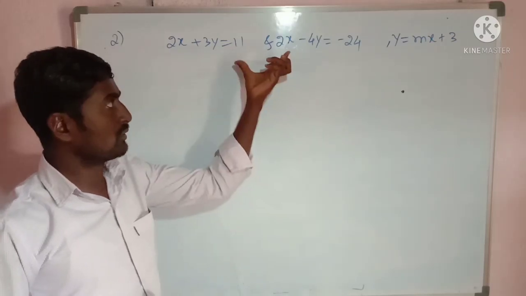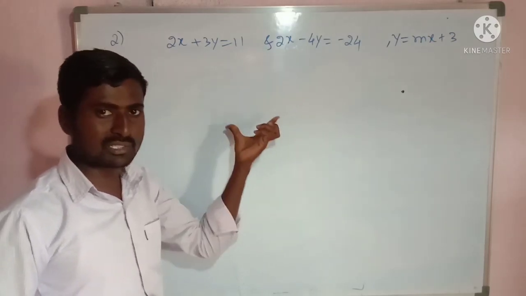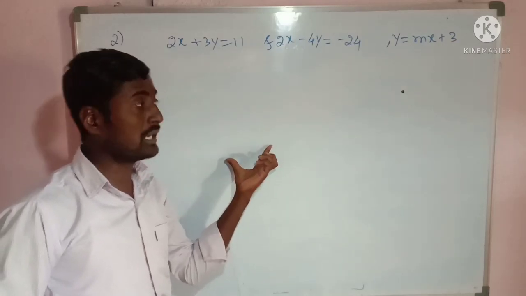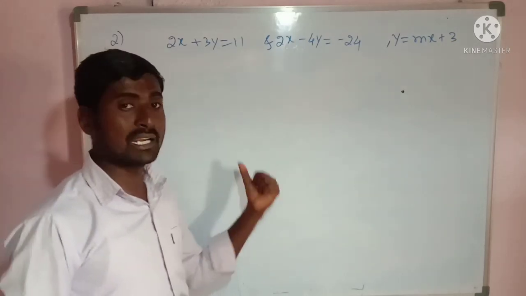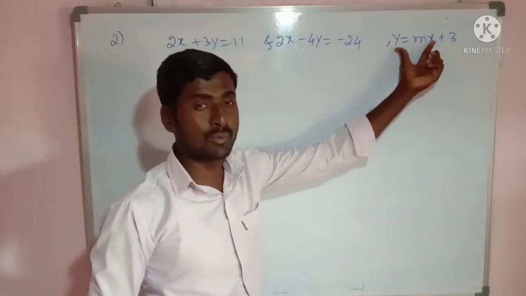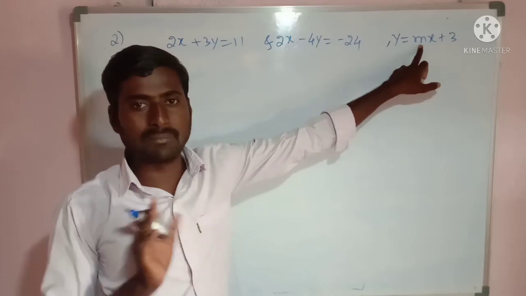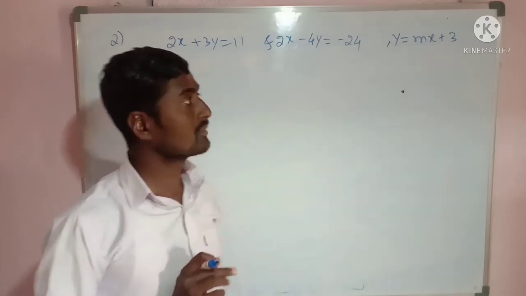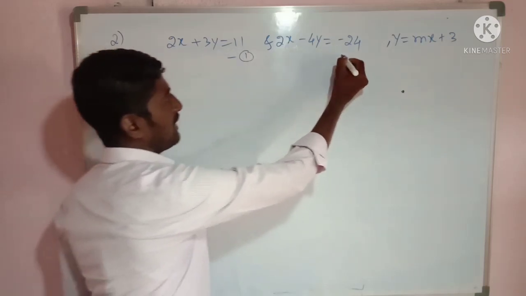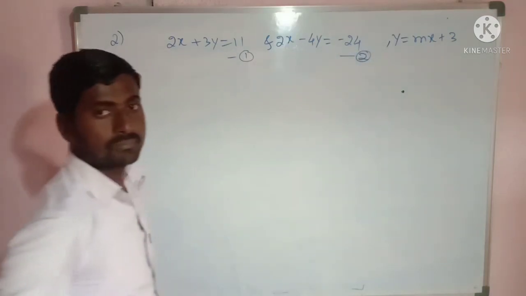Okay. So you can solve these two equations by substitution method. We can find the value of x and y. Then after finding x and y, we have to substitute x and y value in this equation. So by substituting x and y, you will get the unknown value as m. Okay, you will get the value of m. Now I will call this as equation number 1 and this as equation number 2.